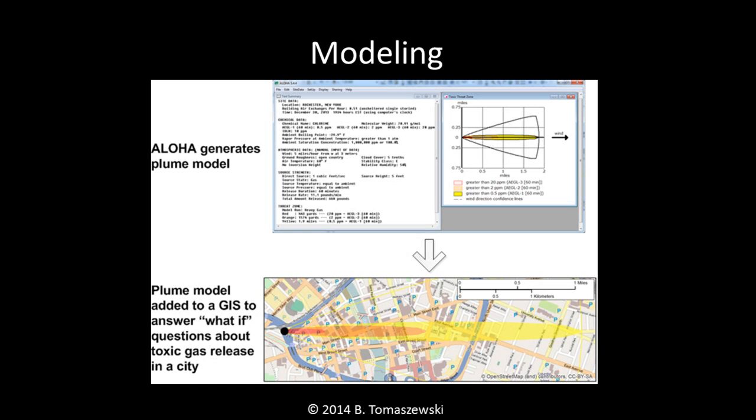Much like model trains or cars give us a scaled representation of a real-world entity, modeling, in the context of GIS, is the idea of using GIS to simulate conditions in the real world to answer what-if type questions. For example, a GIS-based model could be developed to simulate possible storm surge conditions and outcome scenarios. In this example, a toxic gas cloud plume is generated using the Areal Locations of Hazardous Atmospheres, or ALOHA, program, that is then imported into GIS and layered on a map to show how the plume might affect an area of interest.